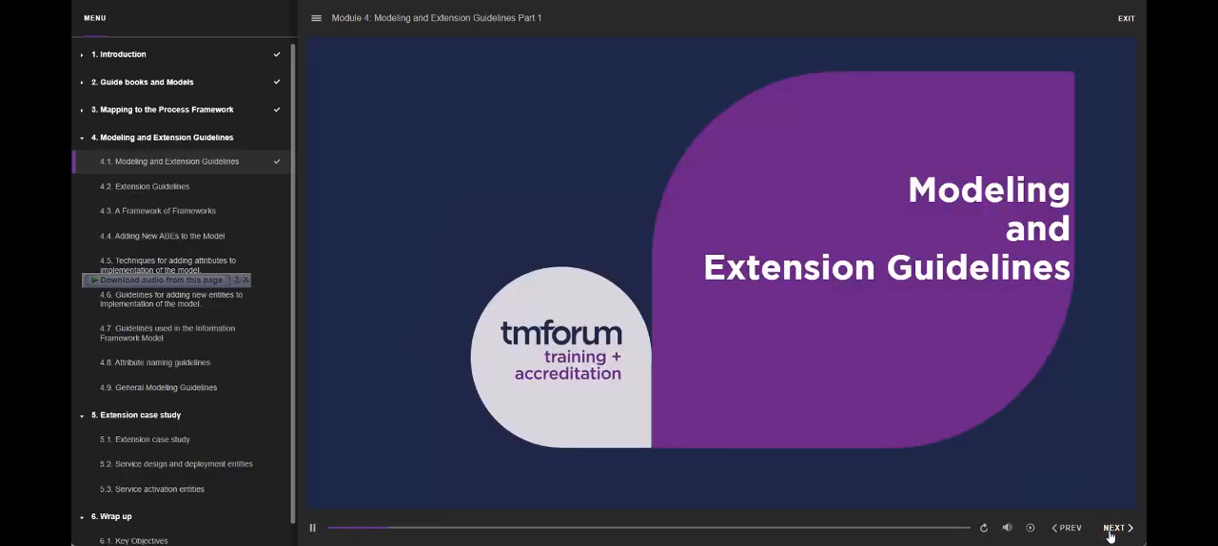Now we'll look at the modelling guidelines used in the model and that are recommended for use when extending the information framework model. You'll also see some guidelines that are specific to extensions you may make to the model in order to support your enterprise-specific information requirements.